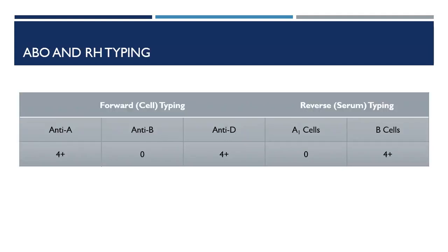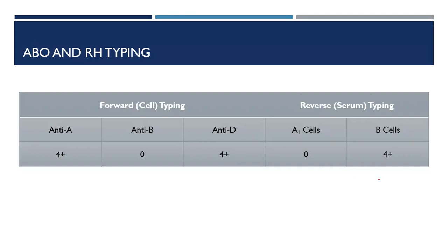The ABO and Rh typing is presented here, and it's shown both as the forward typing and the reverse typing. Our forward typing shows that he has a strong reaction with anti-A. Now remember again, the forward cell typing is done on the patient cells. So this reaction with anti-A says that he has A antigen present on his cells. He also has D antigen present on his cells.